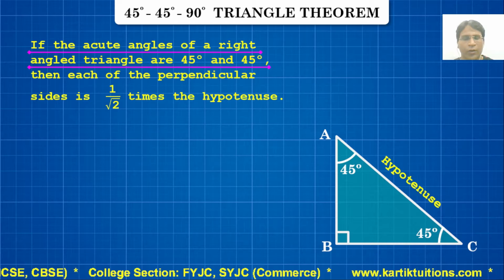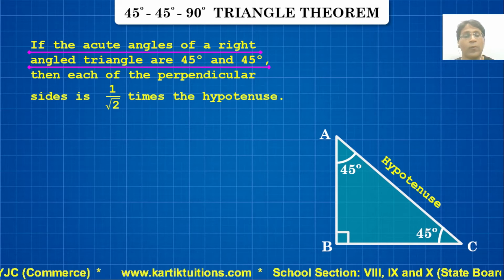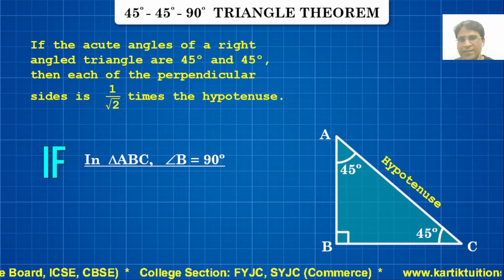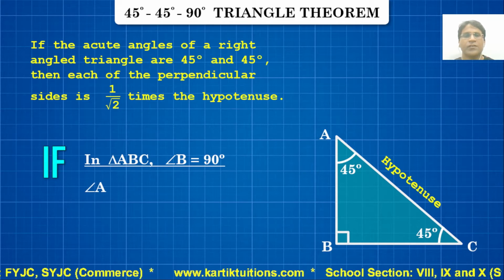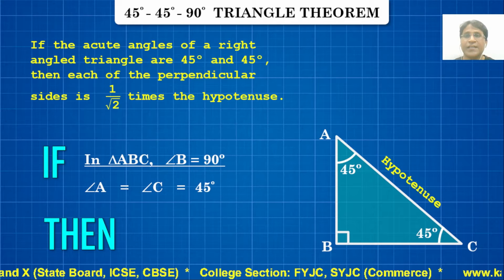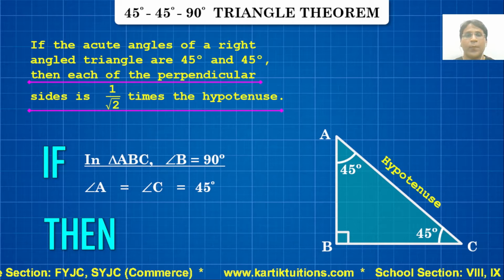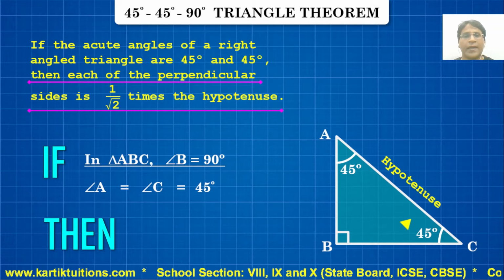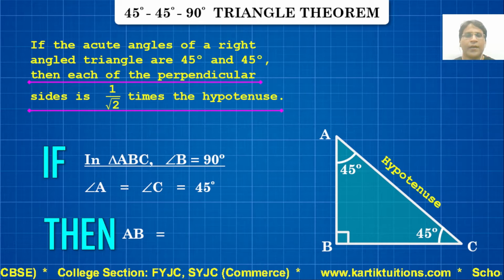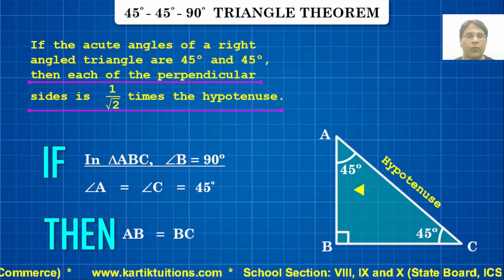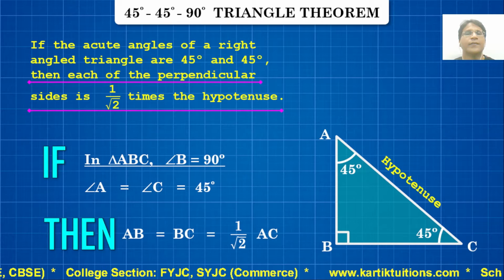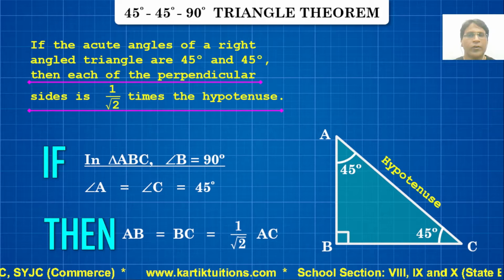We know AC is our hypotenuse, because it is the side opposite to 90 degree. So here, if in triangle ABC, angle B is 90 degree and angle A, which is equal to angle C, is equal to 45 degree, then what do you get? Each of the perpendicular sides. Which are the perpendicular sides here? You have AB and BC. So the length of both the sides is nothing else but 1 upon root 2 times the length of the hypotenuse. So it is 1 upon root 2 into AC. I hope you understood the statement.